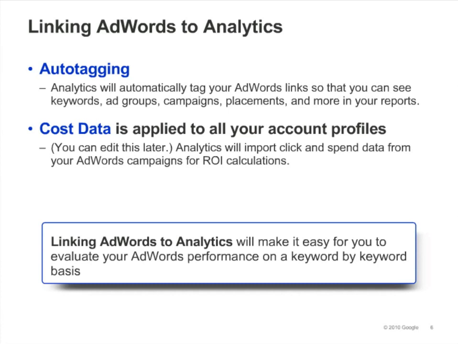This option allows you to differentiate your paid ads from organic search listings and referrals, and allows you to see detailed campaign information in the AdWords section of your traffic sources reports. Your cost data, the information about clicks and keyword spending, will be applied once you link your accounts. If you don't want cost data imported into a particular profile, you can edit the profile settings and deselect the cost data option after you've completed the linking process.